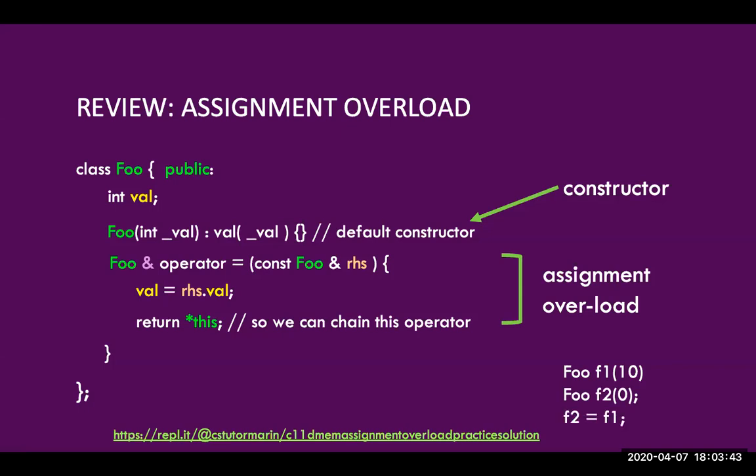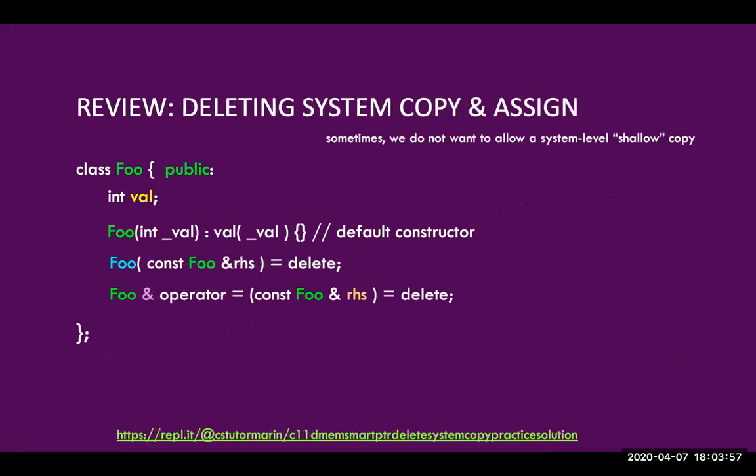So there's no construction going on here. All the construction happened at the F1 and F2 level. So that's why this F2 equals F1 is the assignment operator, okay?